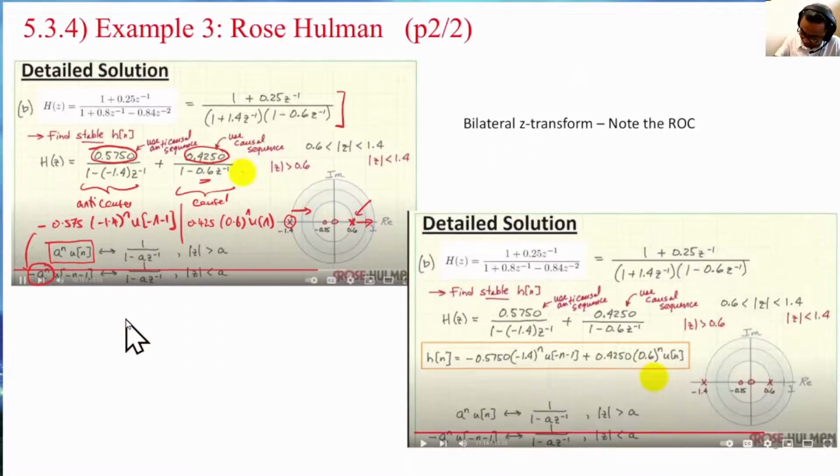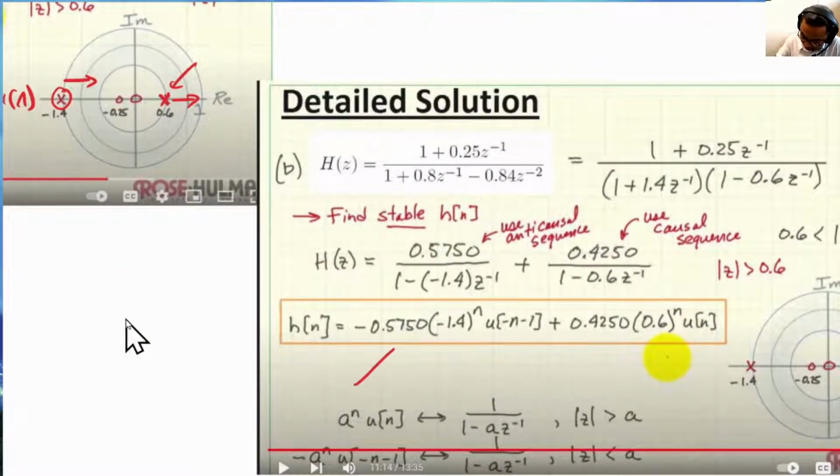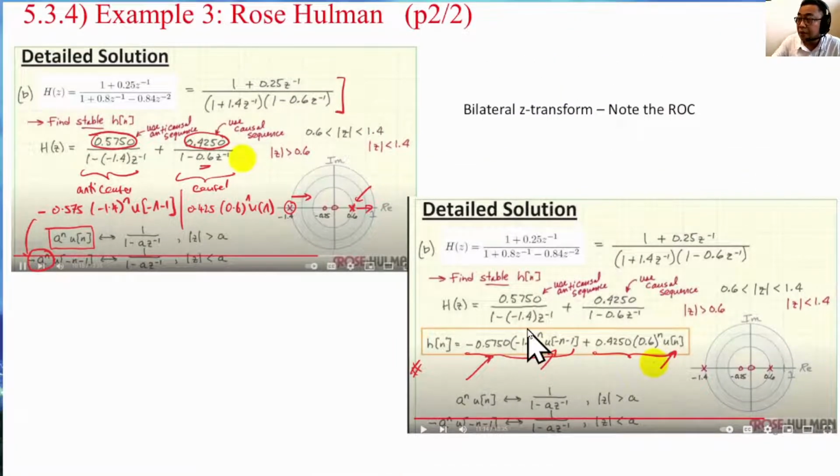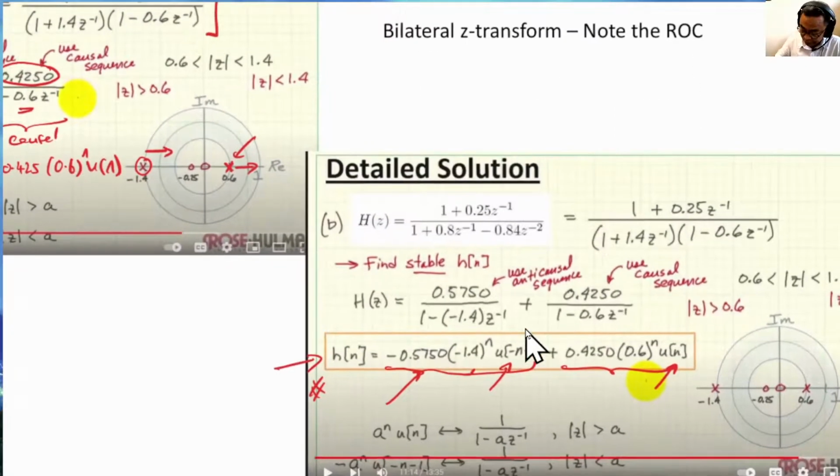Let's look at the answer. So this is the answer. This is the anti-causal sequence, because we can identify that it uses u(minus n minus 1). This is the causal sequence because we can identify u(n). So this is the final answer for finding the time-domain impulse response representation of this H(z), not for a causal, for a stable impulse response.